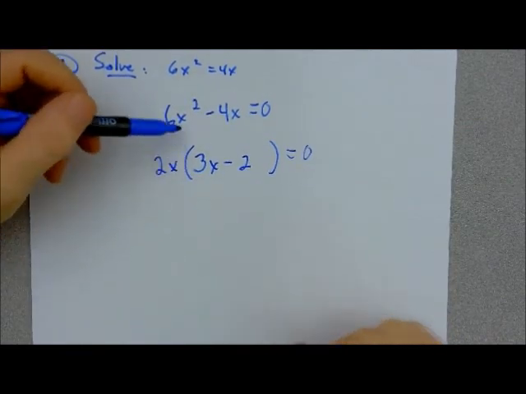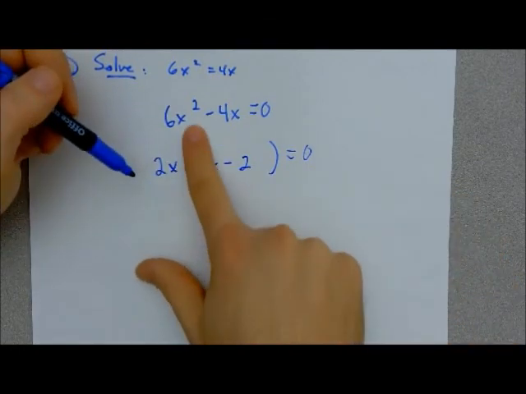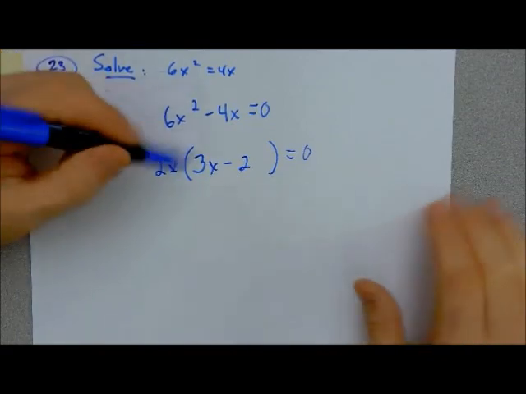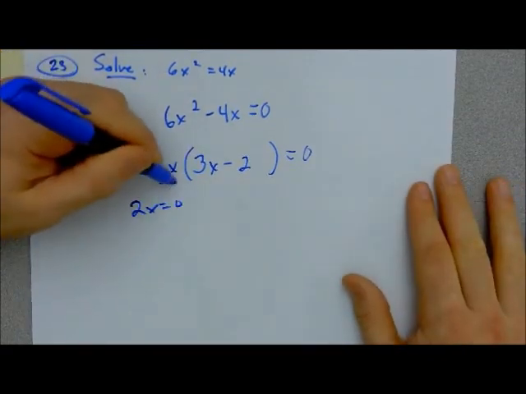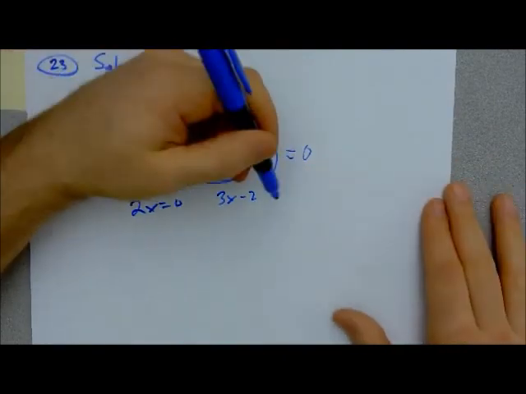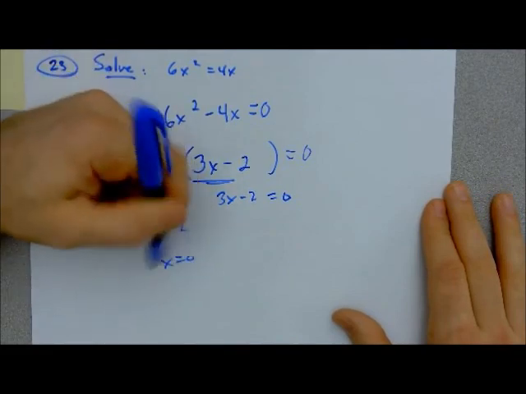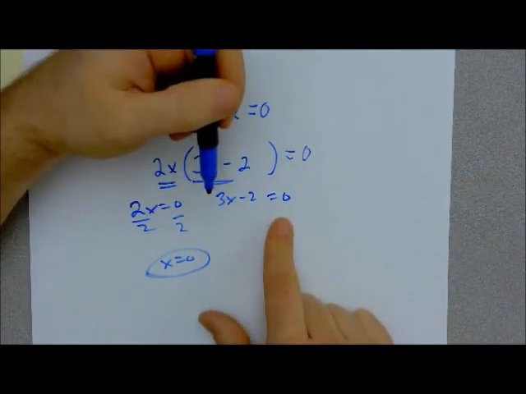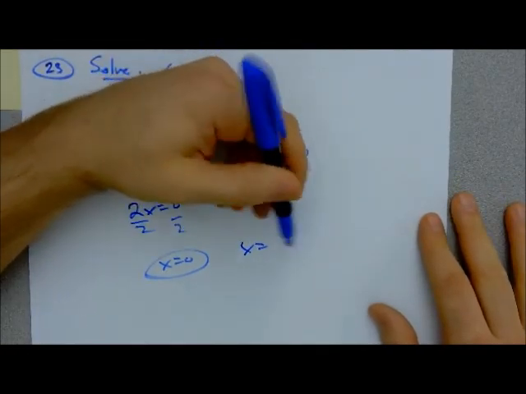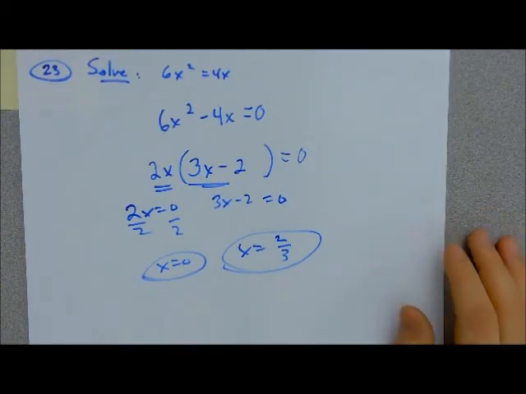You can check to see that you did it right by distributing if you want. If you distribute this back, you would come right back to where you were in the last step. And now the last thing you need to do to solve this is take both things that you have and set them equal to 0. Solving them, divide both sides by 2, and x is 0. On this side, we should add 2 and divide by 3. Add 2 would give you 2. Divide by 3. Your two answers are 0 and 2/3.